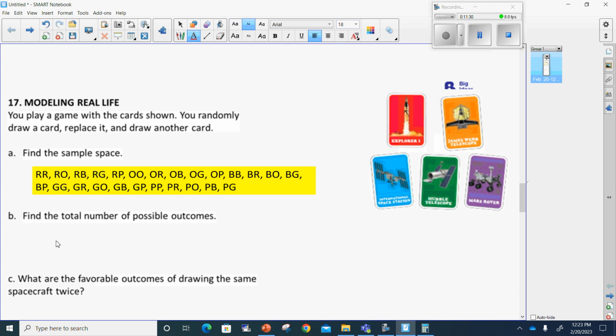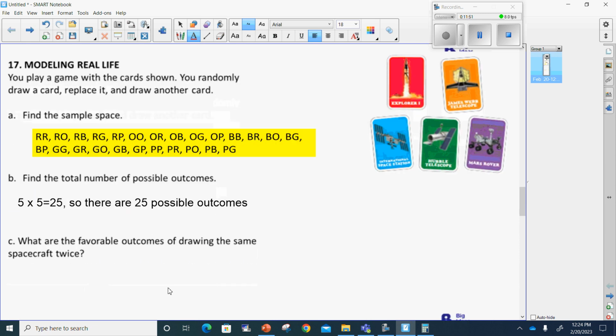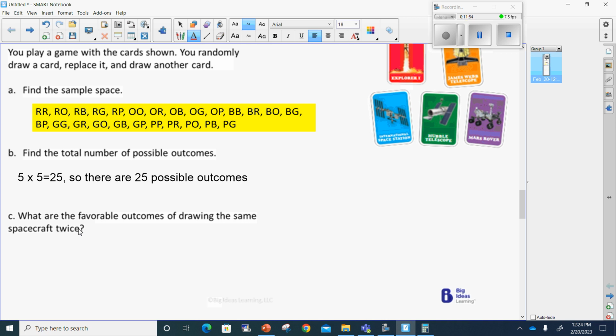Let's see. 5 times 5 equals 25. So there are 25 possible outcomes. All right. Then it says for C, what are the favorable outcomes of drawing the same spacecraft twice?